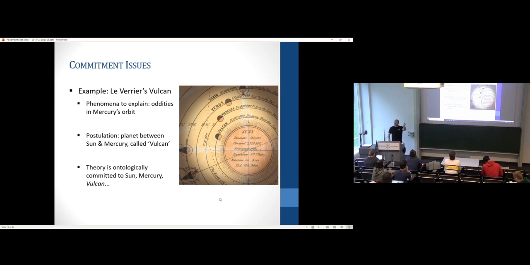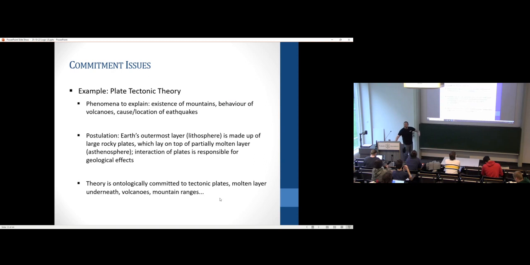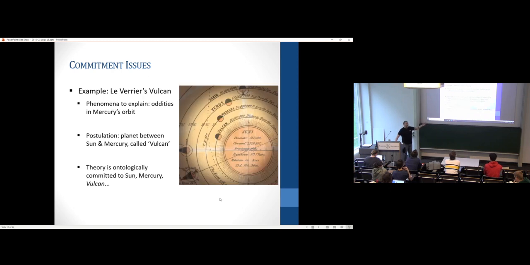So again, this is a physical example, but we don't have to concern ourselves just with physical objects. This is a nice contrast with the plate tectonics one, because there it seems not just that there are commitments to plates, but that plates are there, plausibly. Whereas in this case, there was a commitment to Vulcan, and then we just didn't find it. That's why we knew the theory's false.